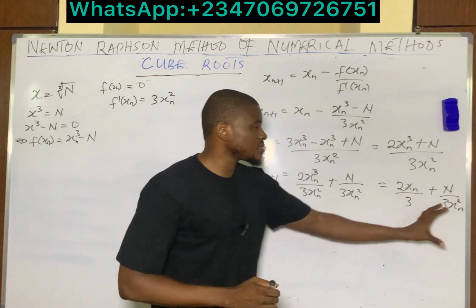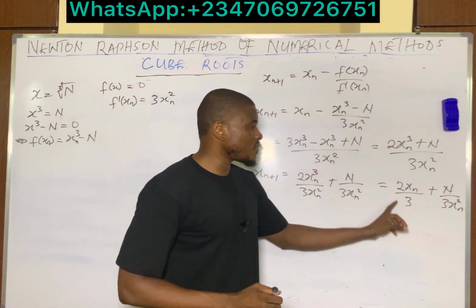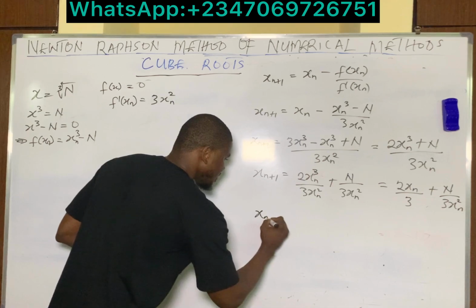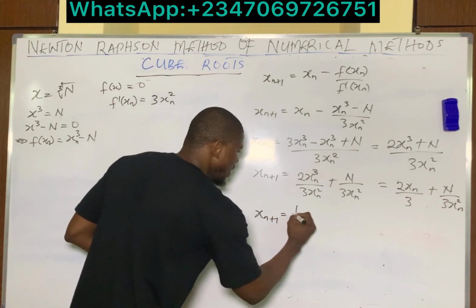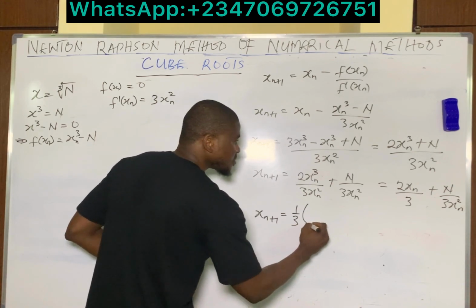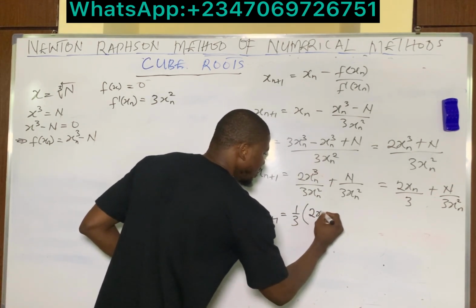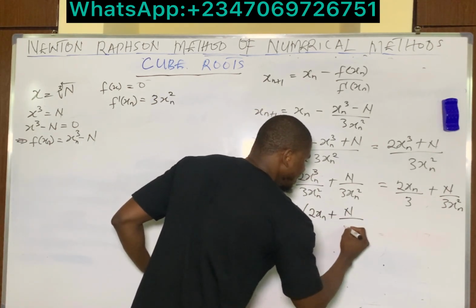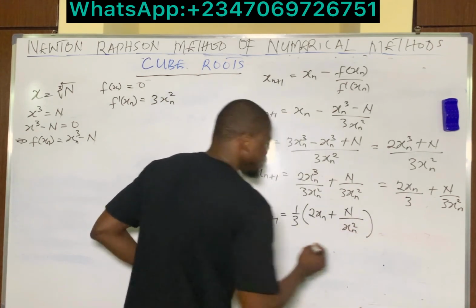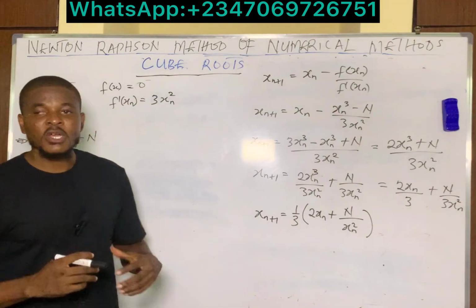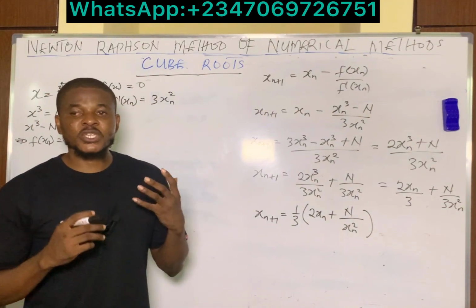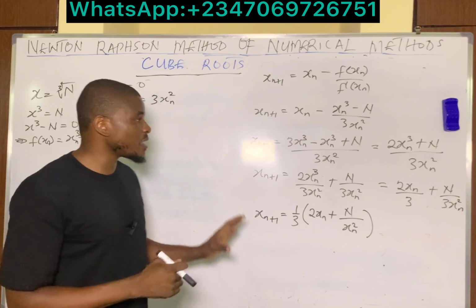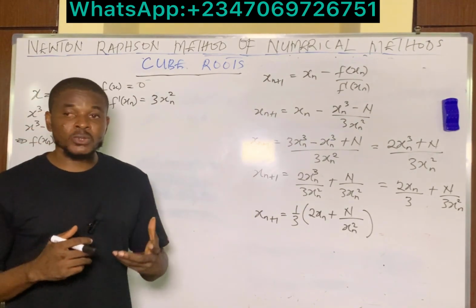Now, if you compare these two terms, you observe that 1 over 3 is common between the two of them. So you're simply going to have xn plus 1 to be equal to 1 over 3 times 2xn, okay, plus n all over xn squared. So this is the formula you use to solve the cube root of a given number using the Newton Raphson method, and we're going to be employing this formula to solve the cube root of 37.